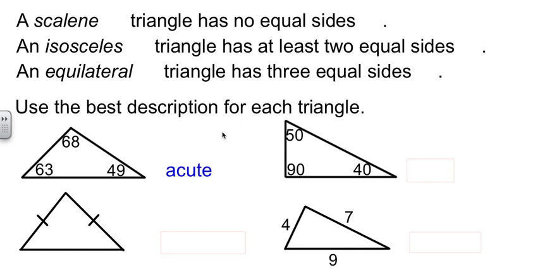Okay. Consider our second one over here. We again are given information about angles, 40, 50, and 90. Since we have a 90-degree angle, and you'll remember 90-degree angles are right angles, then that tells you that we have a right triangle.